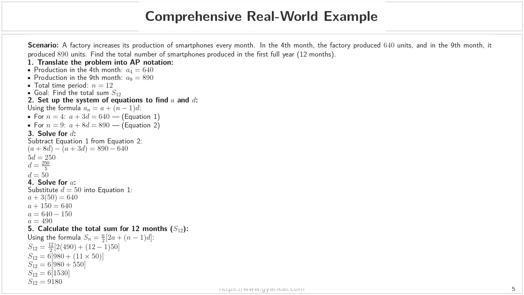Step 5, calculating the final result. Now we have all our variables. a is 490, d is 50, and n is 12.